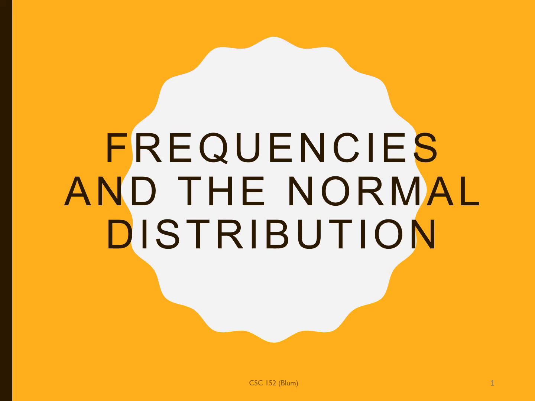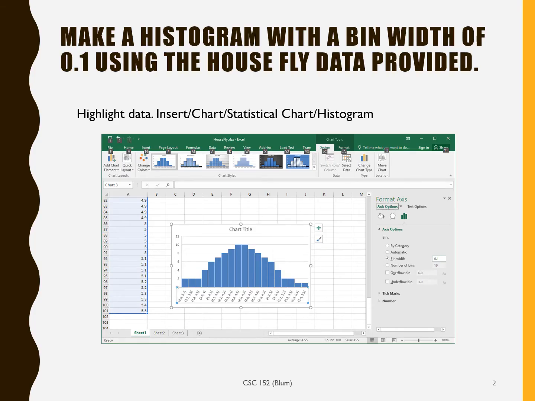In this presentation, we want to see how to take a set of data, find the frequencies for that data, and then make a plot of those frequencies and compare that plot to the normal distribution. We are going to make a probability distribution, which looks an awful lot like a histogram. So to get a sneak peek of where we're headed, let's make a quick histogram.